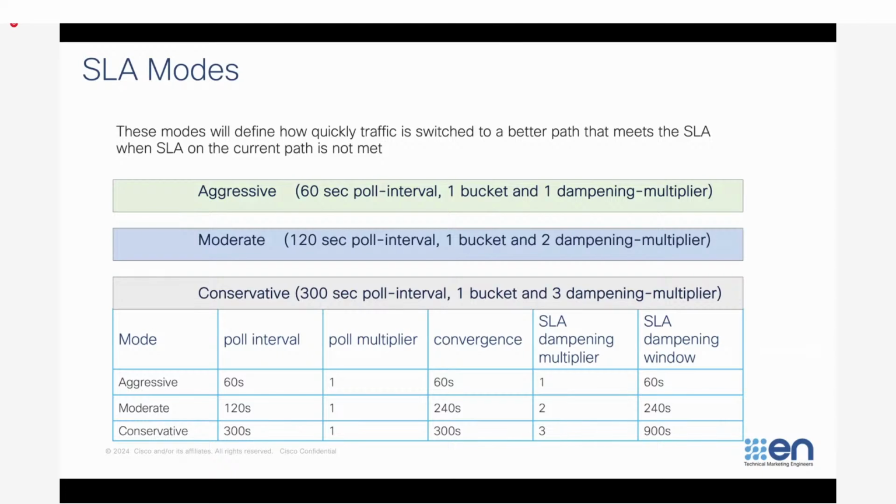These are the time intervals. Like I said, when you have aggressive mode, you have a dampening window of 60 seconds, which is basically the dampening multiplier times your poll interval. If you are using moderate, again, dampening multiplier times your poll interval, the dampening window becomes 240 seconds. Likewise, for conservative, it's again dampening multiplier times your poll interval, so it becomes 900 seconds.